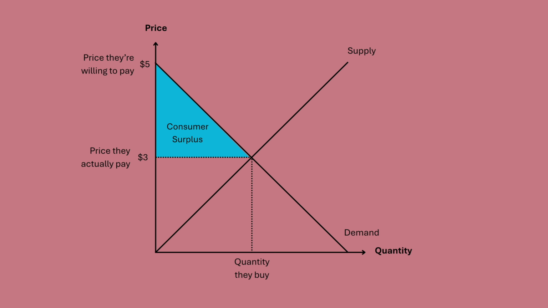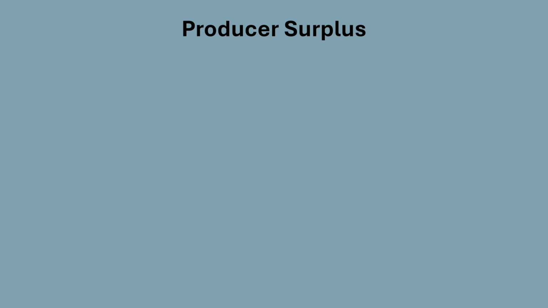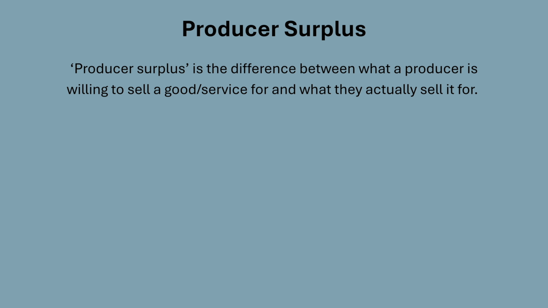Now let's look at the flip side, the producer. We have to pretend here that we are the seller. We own the dairy shop and we're selling Moro bars. The producer surplus is the difference between what a producer is willing to sell a good or service for and what they actually sell it for. You'll have to memorize this definition as well for the exam.